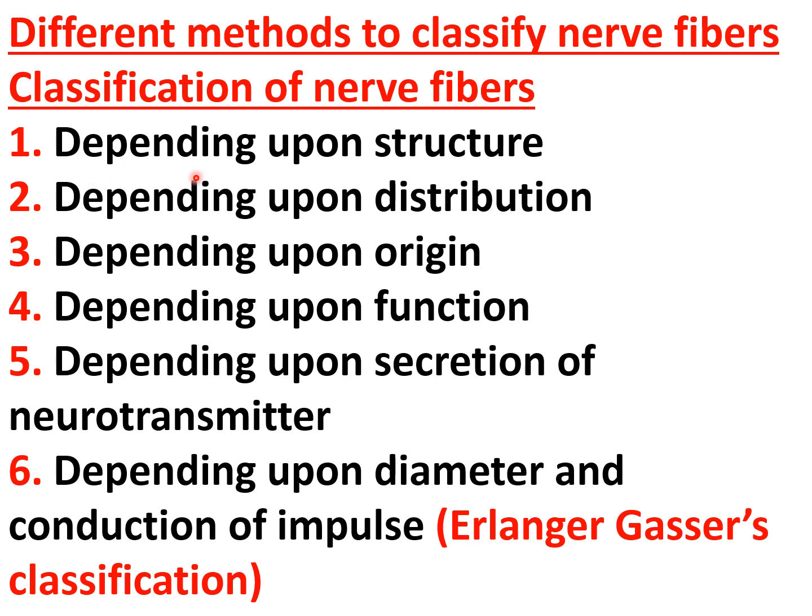First of all, depending upon the structure, depending upon the distribution, depending upon the origin, depending upon the function, depending upon the secretion of the neurotransmitter, and depending upon the diameter and conduction of impulse. And that classification is known as Erlanger-Gasser's classification.